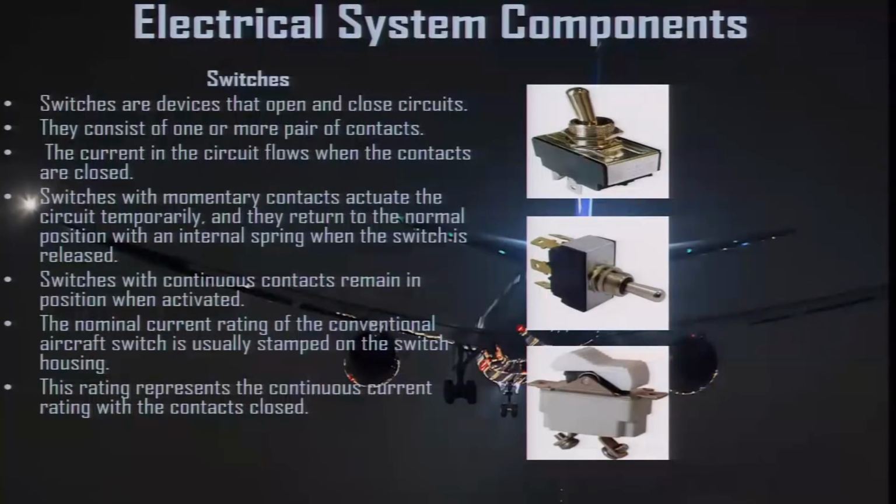Switches with momentary contacts actuate the circuit temporarily. So, there are switches which will have momentary contact and will actuate the circuit temporarily, and they return to the normal position with an internal spring when the switch is released. Switches with continuous contacts remain in position when activated. The nominal current rating of the conventional aircraft switch is usually stamped on the switch housing. This rating represents the continuous current rating with the contacts closed.